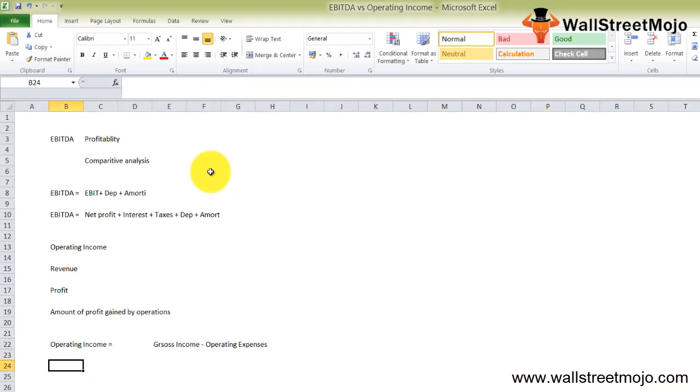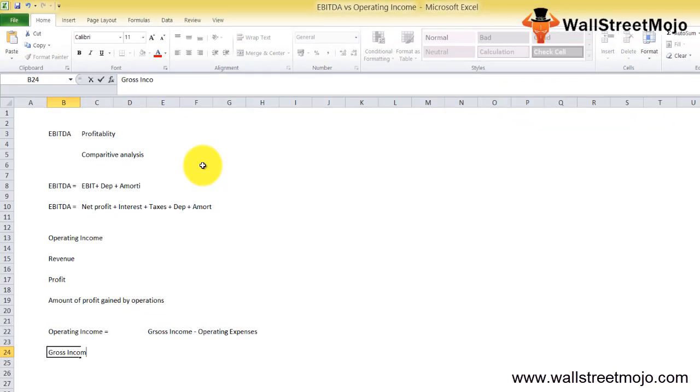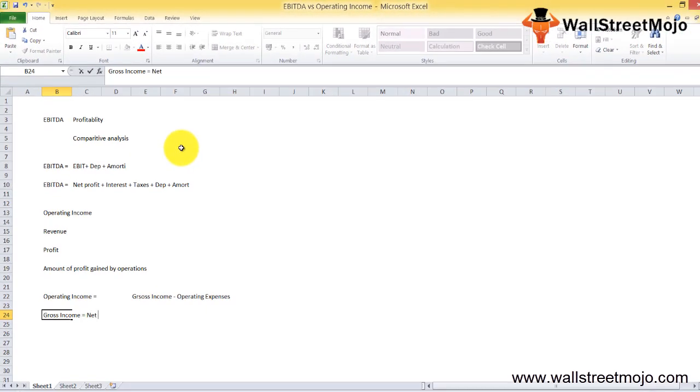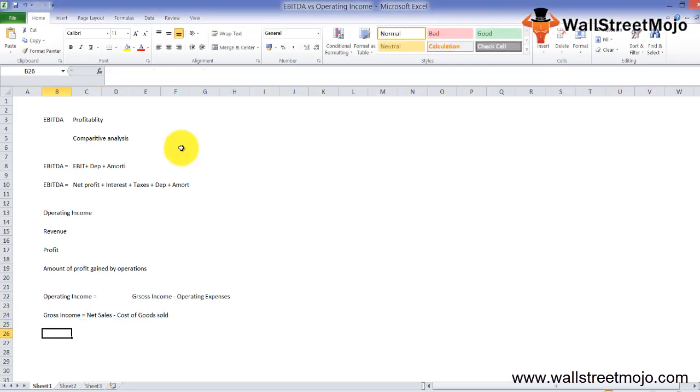Or, if we don't have gross income, we can find gross income, which is equal to your net sales less cost of goods sold. By that we get our gross income.